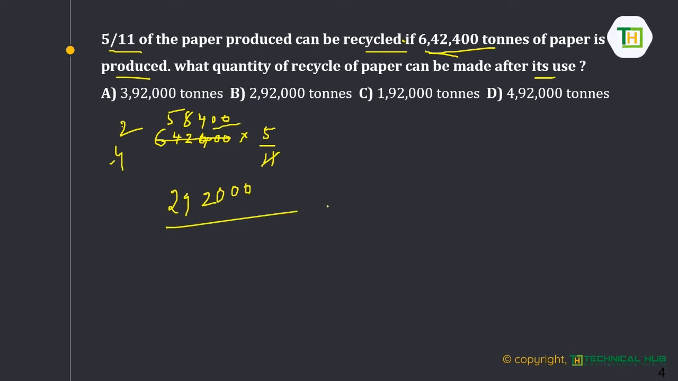So what quantity of recycled paper can be made after use? So 2,92,000 tons. Okay, so option B is the correct answer. The total quantity is given, and out of it you have to calculate the 5/11th value. You will get the recycled paper, so that is 2,92,000.